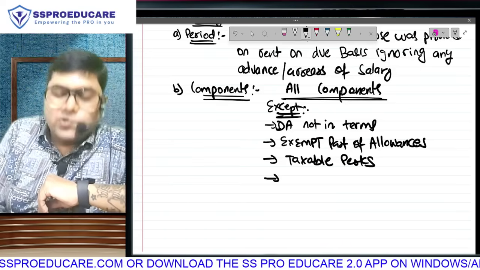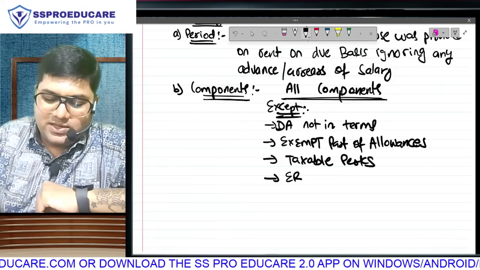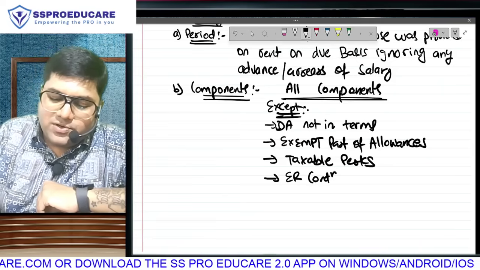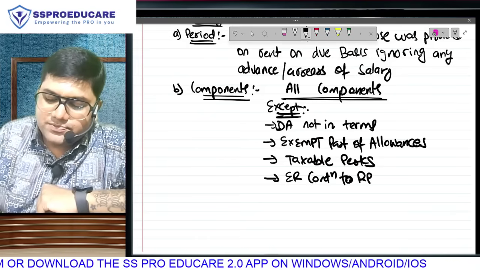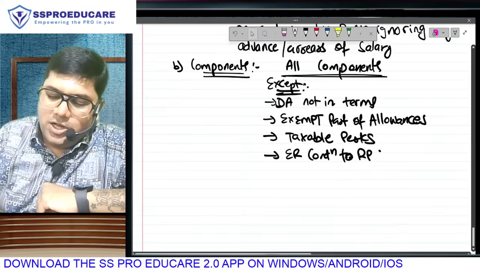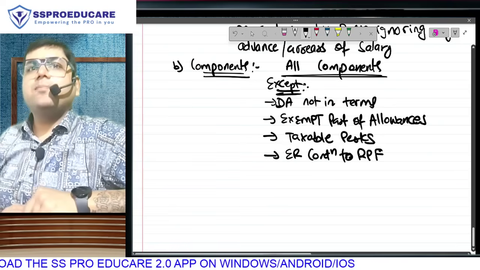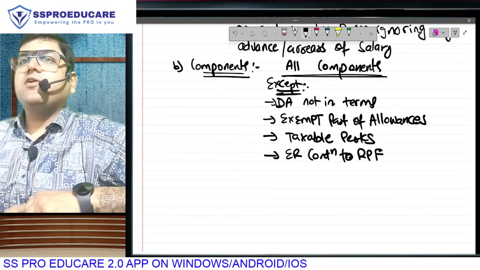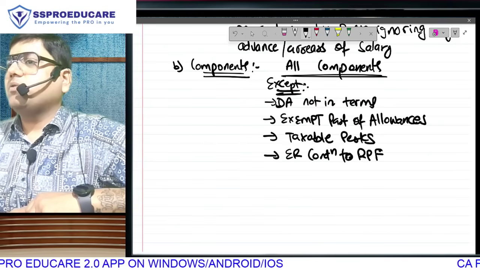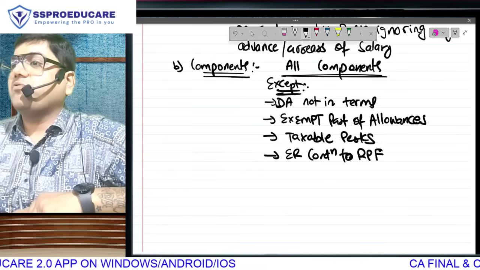Lastly, the 2 points related to provident fund. If you have attended the last class, only then you remember. Employer contribution to RPF, recognized provident fund. Do you remember the tax treatment? How much is taxable, how much is exempt? Employer to RPF, exempt up to 12% of salary. If you remember, we did one example to learn provident fund: 8,000 he contributed and 12% of salary was 6,000.